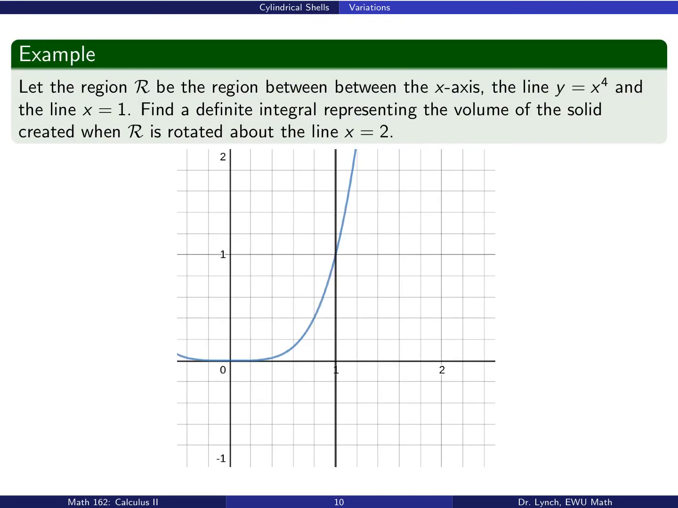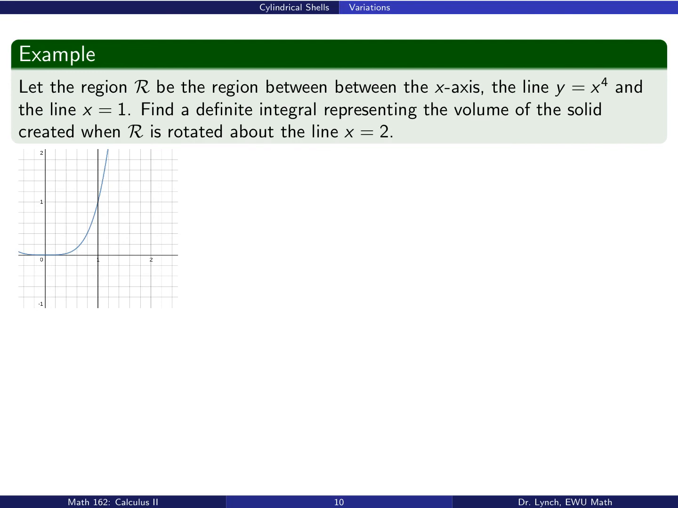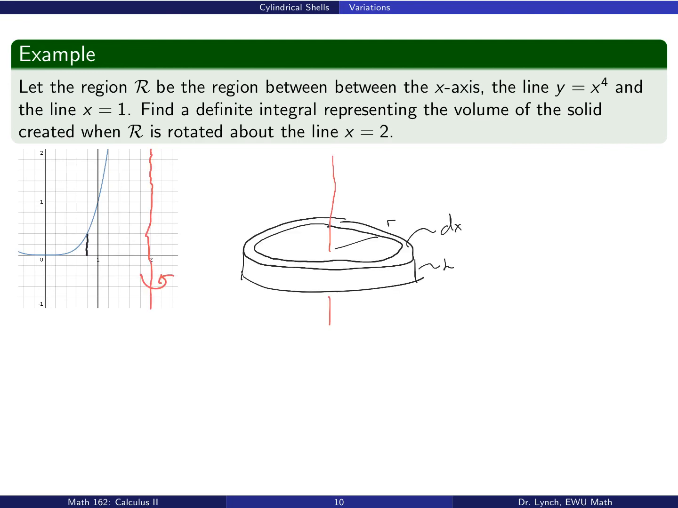So, an example illustrating that, let's take the region between the x-axis, the line y equals x to the fourth, and the line x equals 1. Our goal in this case is to determine the volume of the solid generated when we revolve around the line x equals 2. So similar to before, we'll go ahead and take a slice with thickness dx, revolve that slice. You can imagine that we get a cylindrical shell. That shell has some radius r, some height h, and some thickness dx.